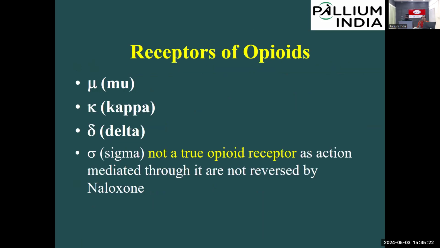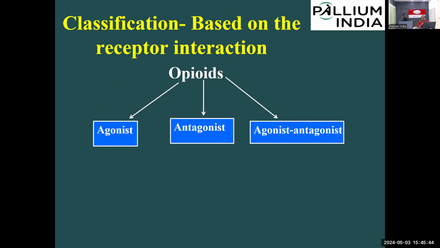So what are the receptors? I told you these opioid drugs act on the receptors to produce their effect. The common receptors of opioids are mu, kappa, delta, and sigma. Sigma is not considered a true opioid receptor because its action cannot be reversed by naloxone. Opioids can be classified based on their receptor interaction: agonist, antagonist, and agonist-antagonist.